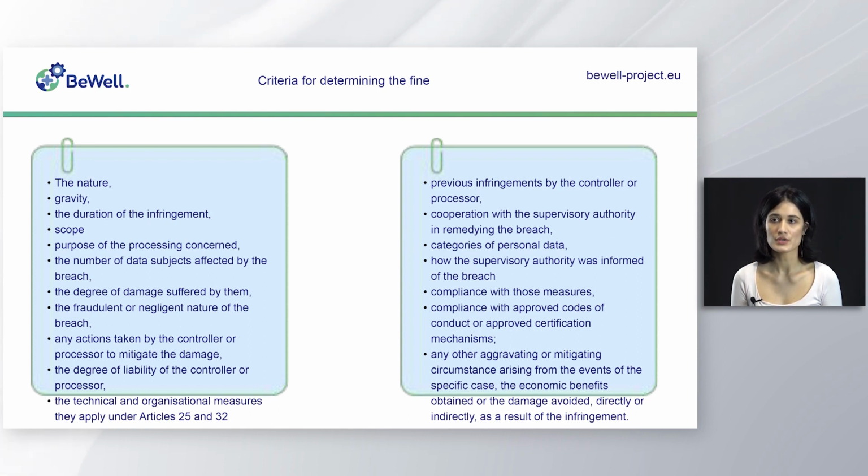cooperation with the supervisory authority in remedying the breach, categories of personal data, how the supervisory authority was informed of the breach, compliance with those measures, compliance with approved codes of conduct or approved certification mechanisms, any other aggravating or mitigating circumstance arising from the events of a specific case, the economic benefits obtained or the damage avoided directly or indirectly as a result of the infringement.